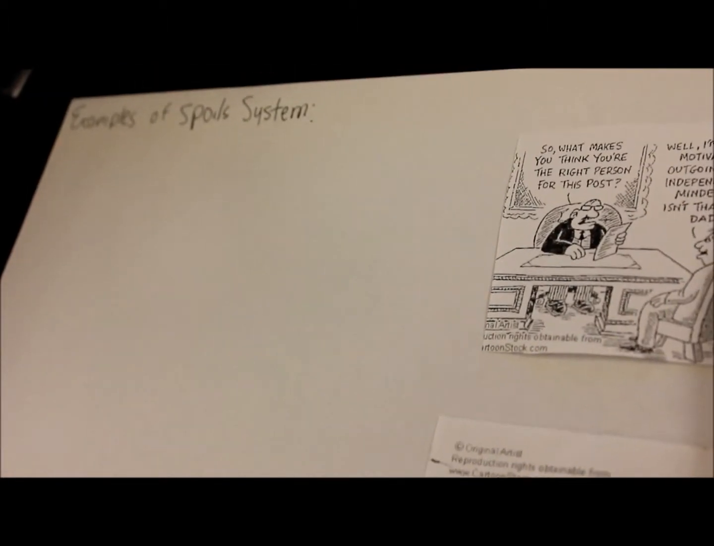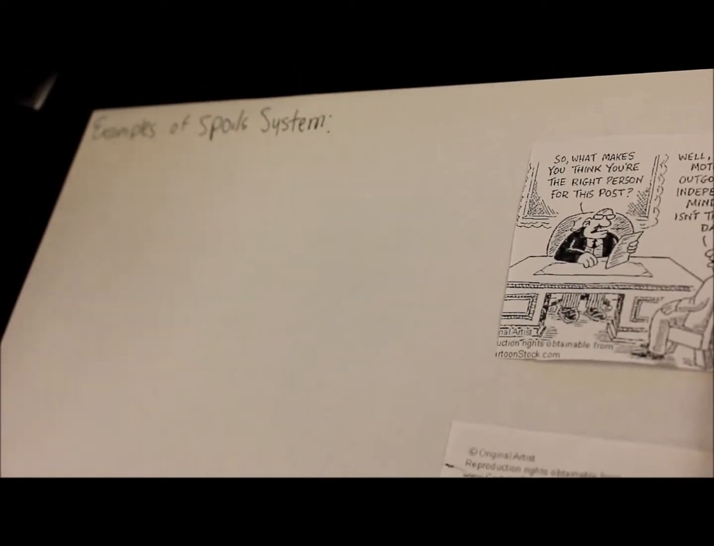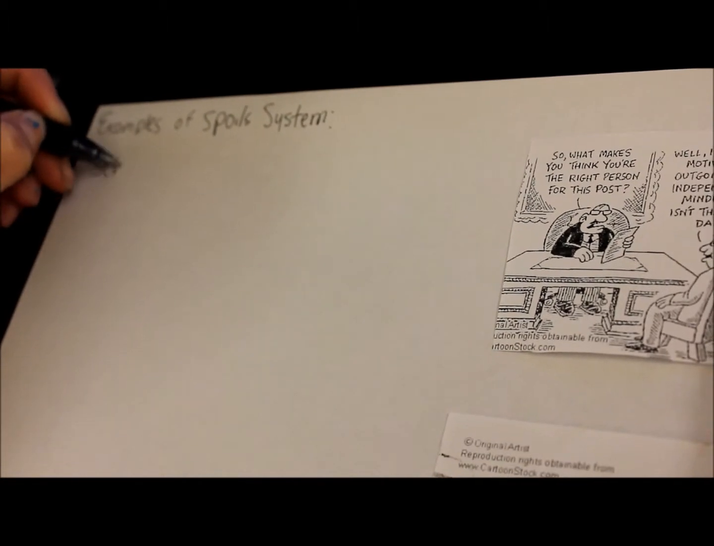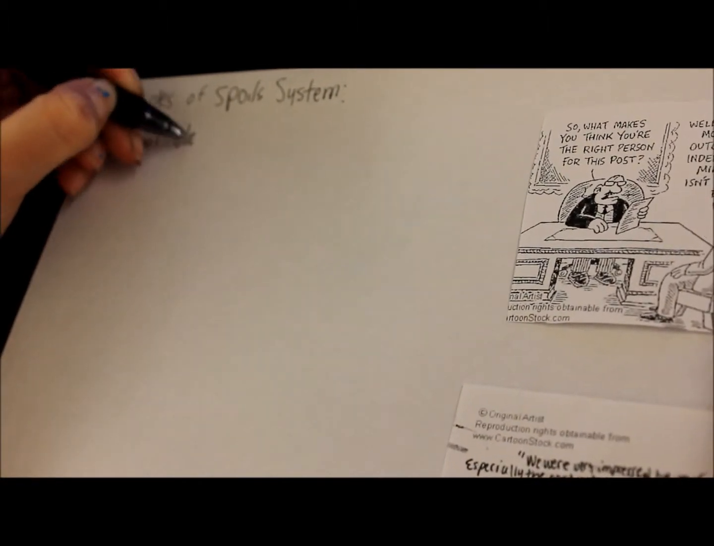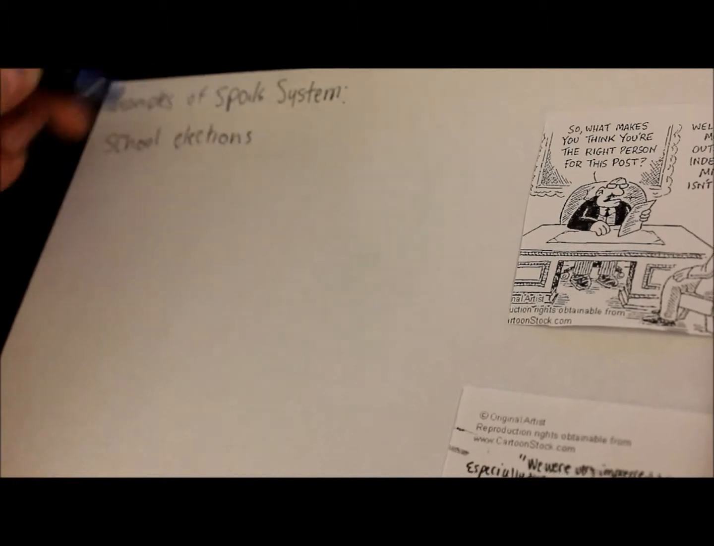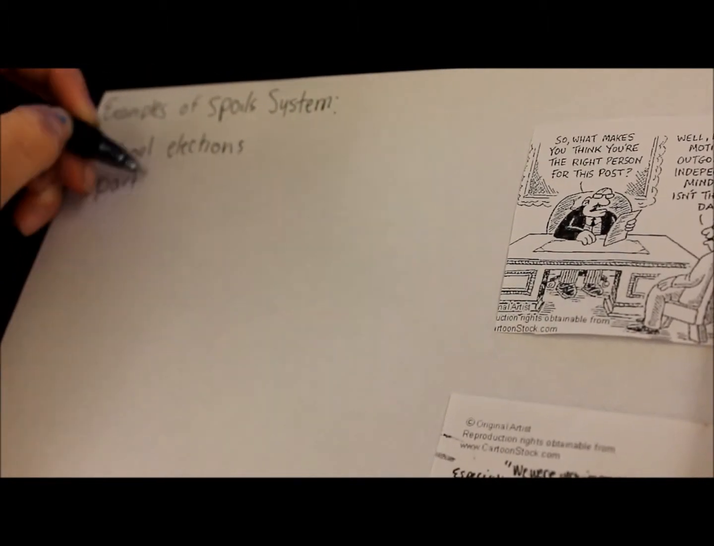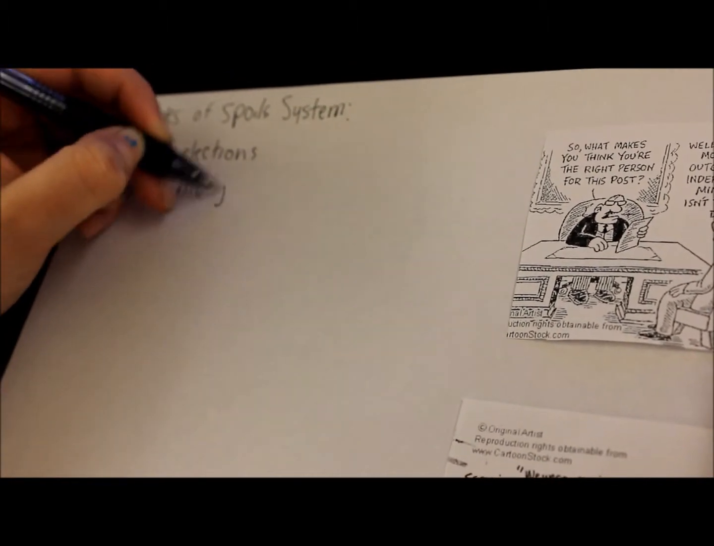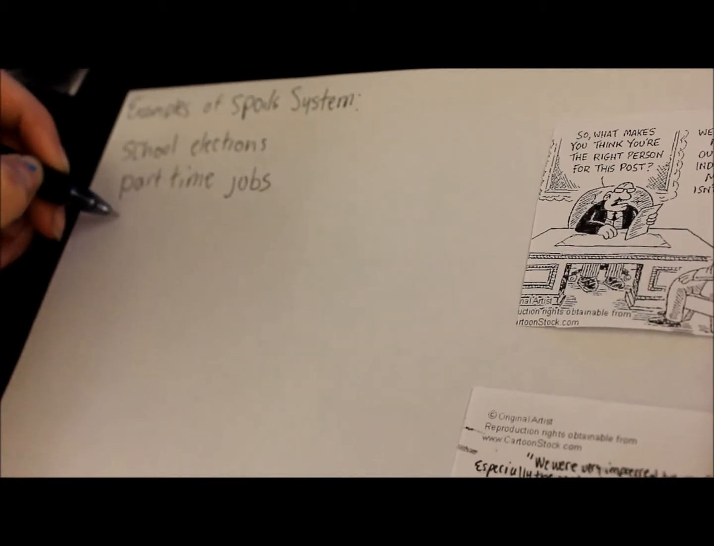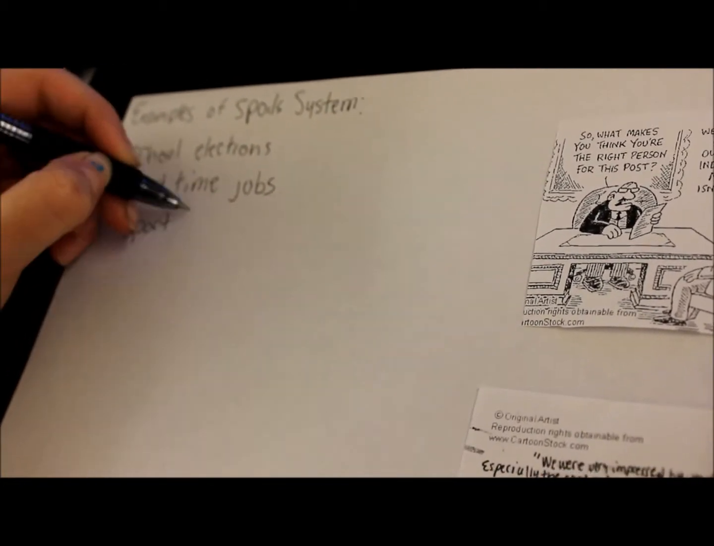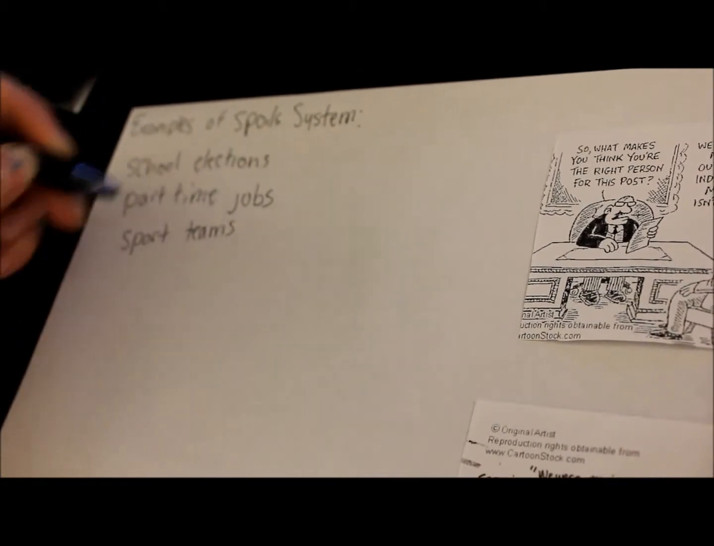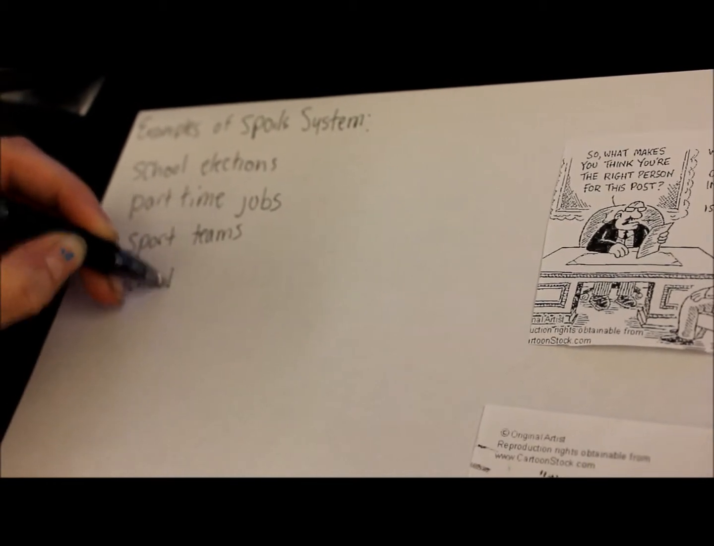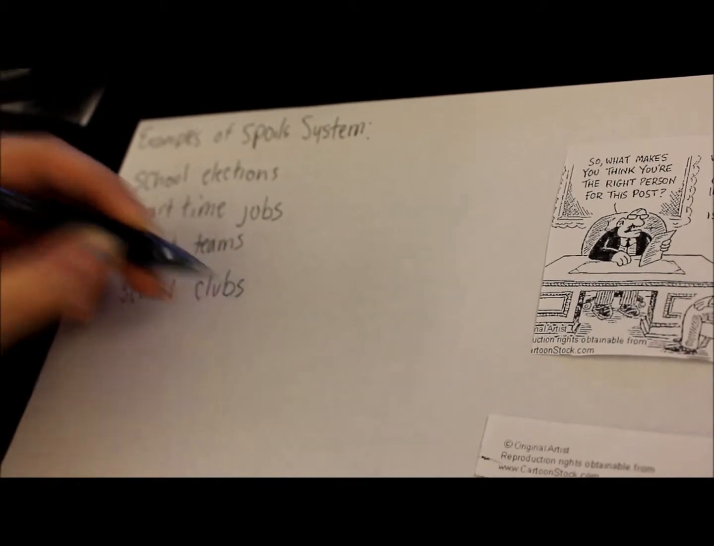Some examples of the spoils system in modern day include school elections, part-time jobs, getting a spot on the sports team, joining school clubs, and even job promotions.